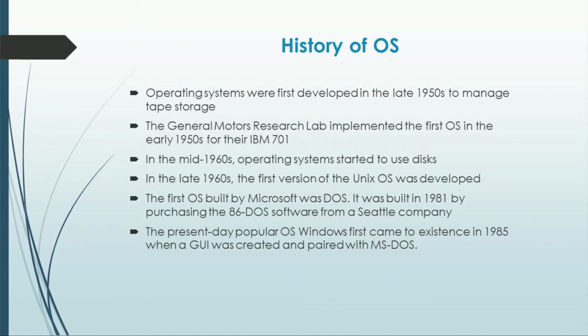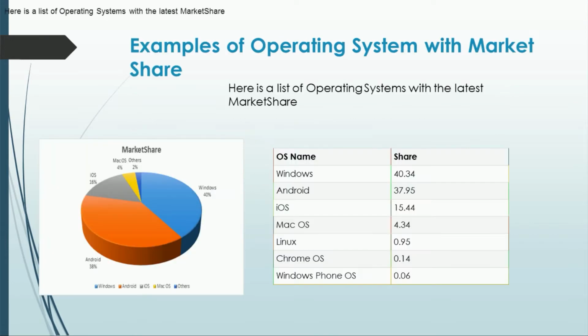Now the history of operation systems. Operation systems were first developed in the late 1950s to manage tape storage. In the middle of the 1960s, operation systems started to use disks. In the late 1960s, the first version of the Unix operation system was developed. The first operation system built by Microsoft was DOS.